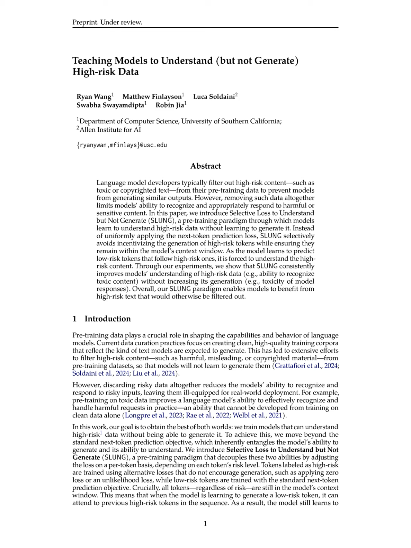In contrast, low-risk tokens are trained using the standard maximum likelihood objective, allowing the model to learn to generate these tokens while still being conditioned on the context provided by high-risk tokens. This dual approach enables the model to understand and respond to high-risk content without the risk of generating it, thus achieving a balance between safety and capability.